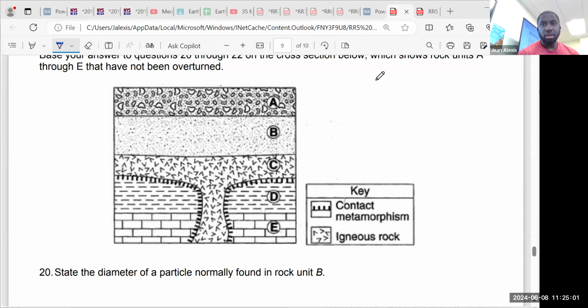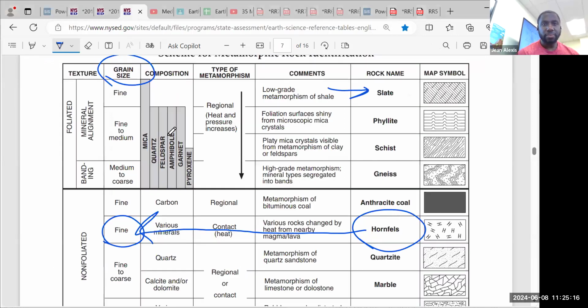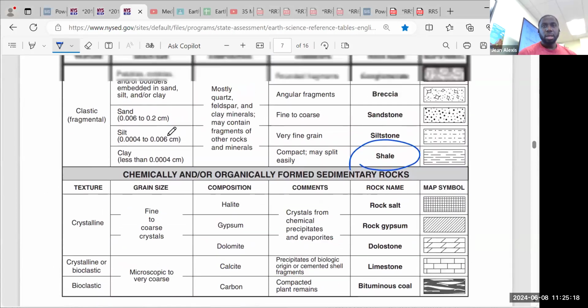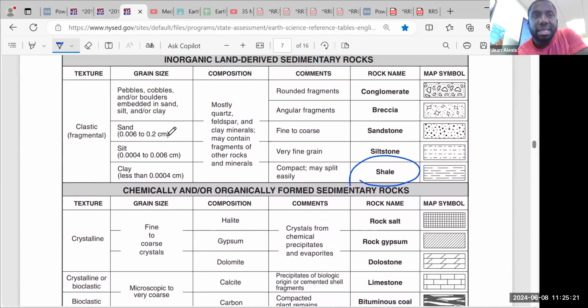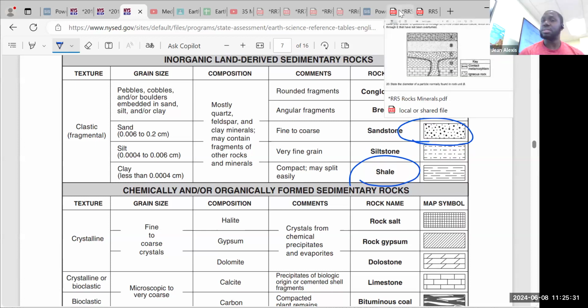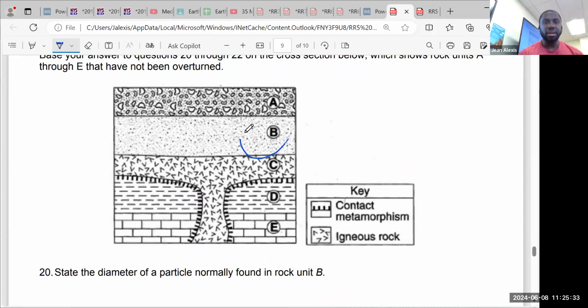All right, Abigail, you are correct. We have to go to reference tables and look at page 7. We go to page 7 and I see it says sandstone, because you have to look at the map symbol. The map symbol for sandstone looks very similar to right here. That's how I know that this is sandstone.